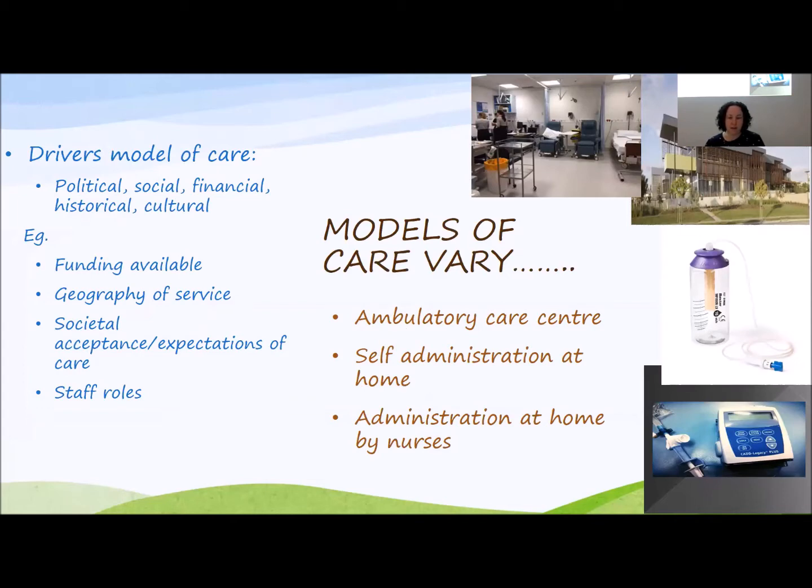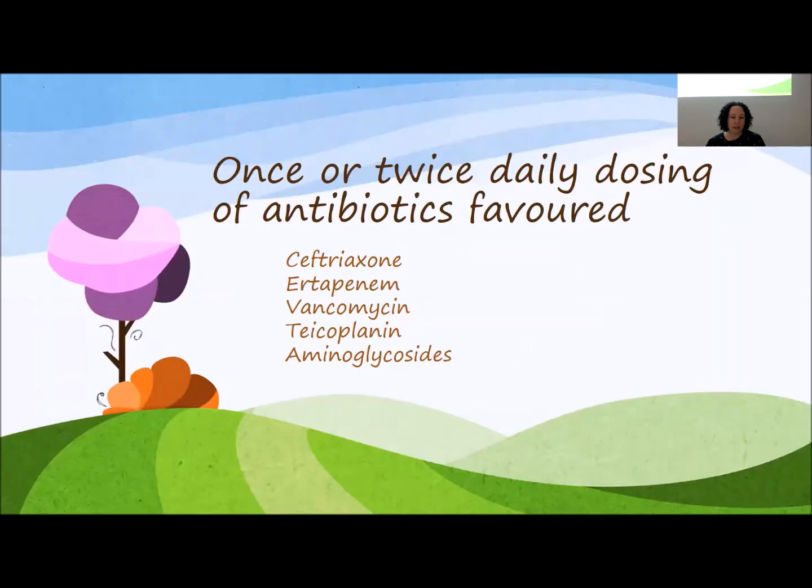And there are many drivers of these models of care, but effectively what we end up with is either antibiotics administered at an ambulatory care centre, or administration at home by nursing staff. And this might be given by an automatic infuser or by a pump and a bag as well. So what this tends to lend itself to, both economically and related to workflow, is antibiotics that only have once daily dosing and at worst twice daily dosing.